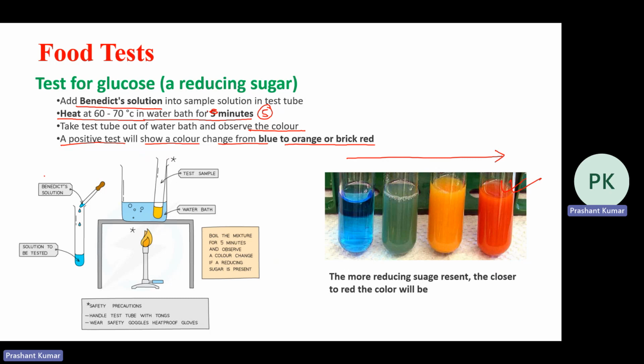This experimental setup shows how to do the test. Questions may be asked in the alternative to practical paper, or in paper 6 or paper 5. So always remember Benedict solution. This is the first marking point. The second marking point is to heat, and the third is to see the color change. These 3 points will give you 3 marks in your exams, whether in paper 4, paper 3, paper 6 or paper 5.